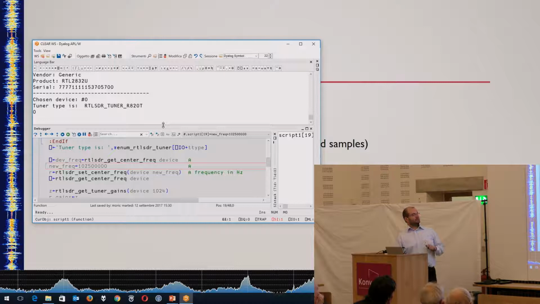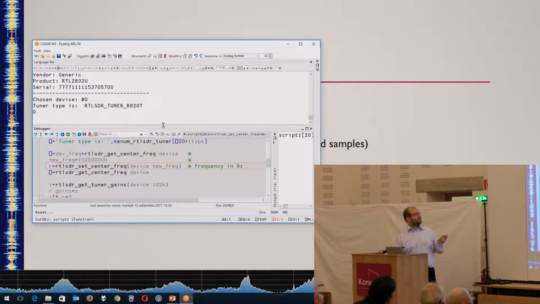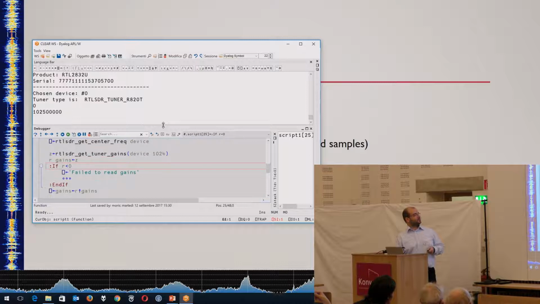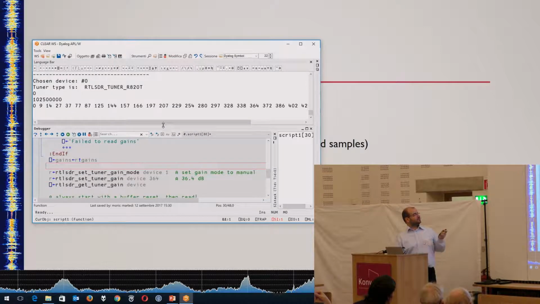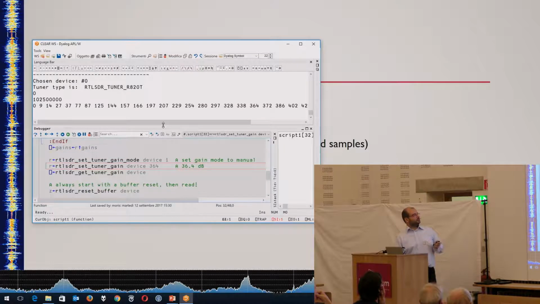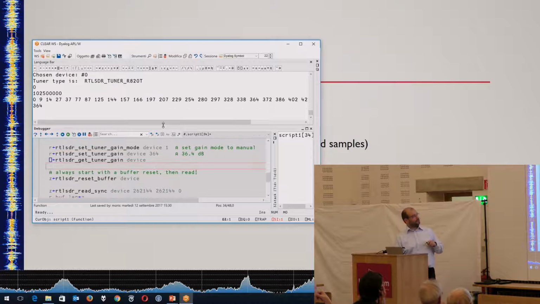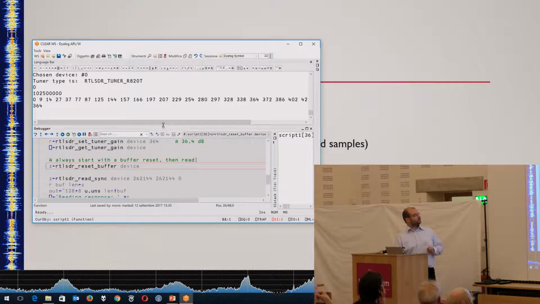The starting frequency is of course 0, but we can set it to another frequency, and now the frequency is correctly set in the device. Same thing for the gains. These are all the gains that are available to the device itself. We can set it to 36.4 decibels, and the setting was correctly understood.